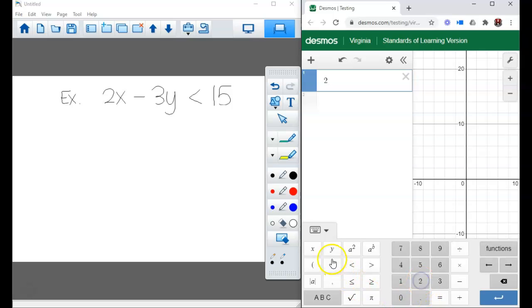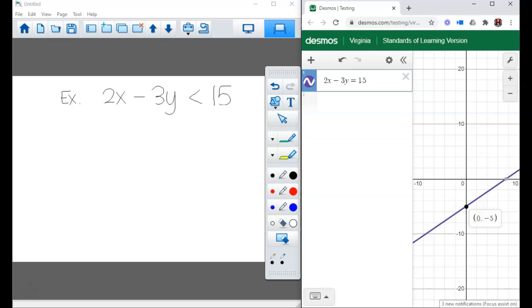Let's graph 2x minus 3y equals 15. So there's what we would have gotten. We would have gotten this nice, pretty straight line. This would be my y-intercept, because I'm crossing the y-axis at (0, -5), and then that would have been my x-intercept, (7.5, 0).